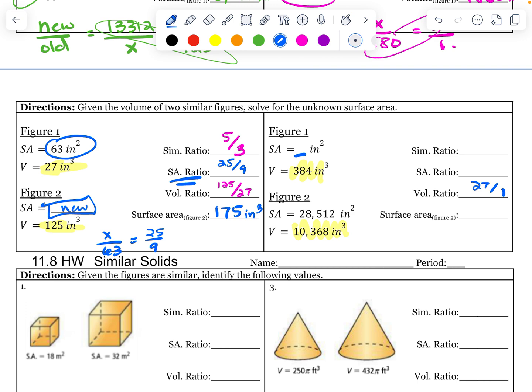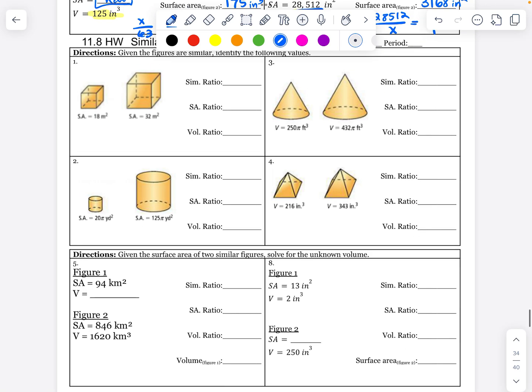So the similarity ratio is going to be 3 over 1, and the surface area ratio is going to be 9 over 1. So let's see, new over old, so new, 28512 over old equals my surface area ratio, 9 over 1. So 28512 times 1 divided by 9. My new surface area is 3,168 inches squared because of surface area. Great. Try your homework. See how it goes.